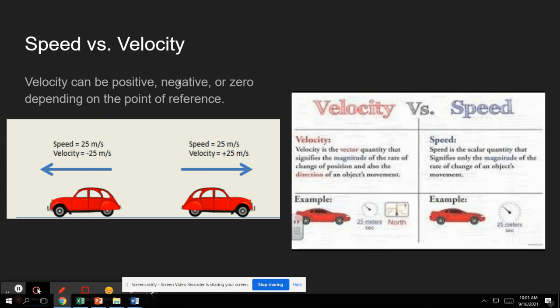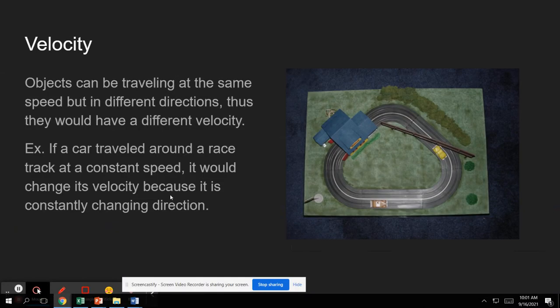Here's how velocity, once again, can be positive, or it could be negative if you're going in the opposite direction. The number for speed and velocity should be the same in these scenarios here, but one's going to be negative, one will be positive. It's 25 meters per second north, for velocity, and for speed, you just need the number.